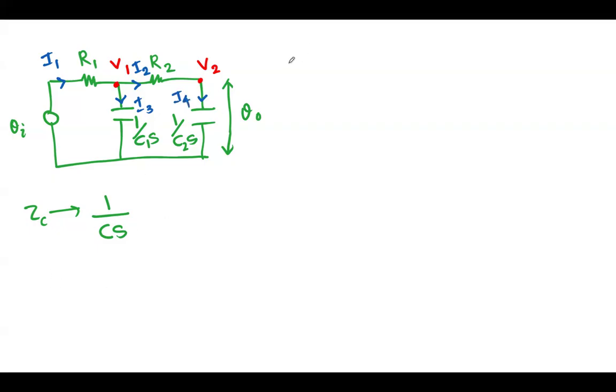Then I will apply KCL to the V1 node. According to Kirchhoff's current law, the total incoming current is equal to total outgoing current. For this node, incoming current is I1 and it is equal to outgoing current. There are two outgoing currents, I2 and I3. This is the equation.